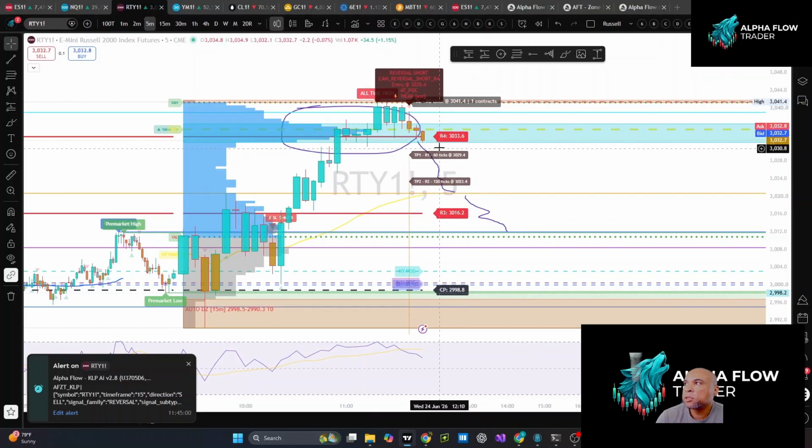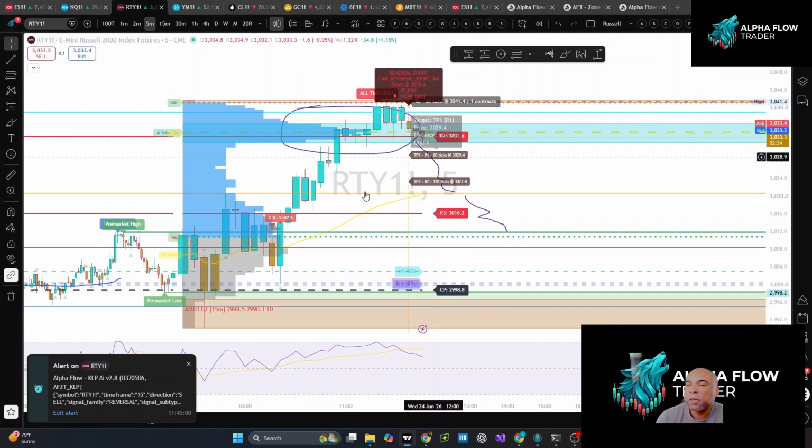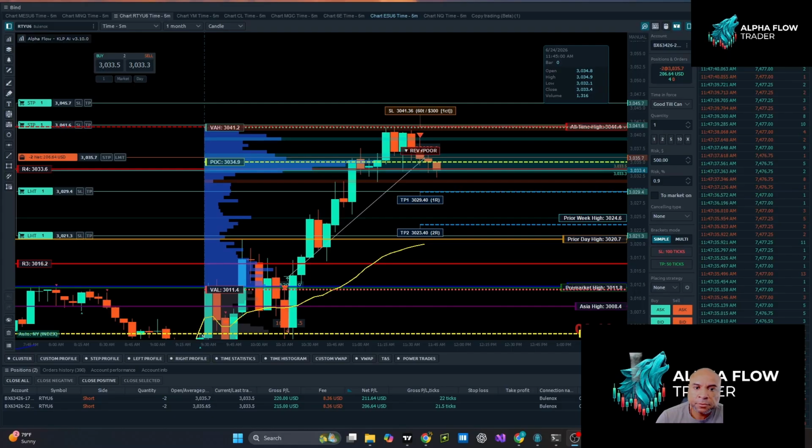So we're close here to breaking out of this high volume node. That's what I'm hoping that we do here, is break out of this high volume node and get to TP1. Once we get to TP1, I will move my stop to break even. I'll take partial profits and make this a risk-free trade. So I'm not at risk of losing anything anymore once we cross over TP1.